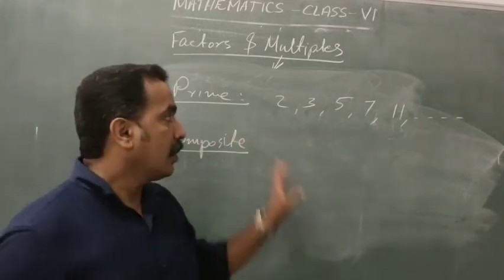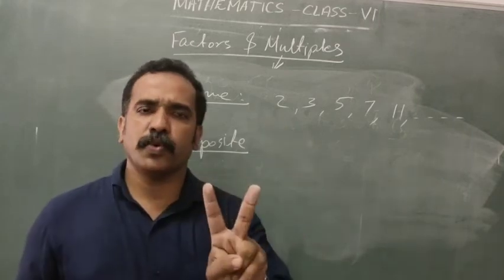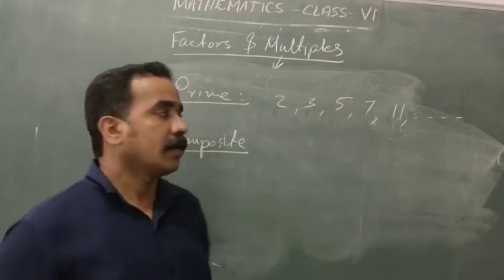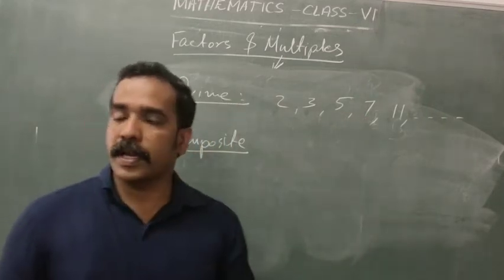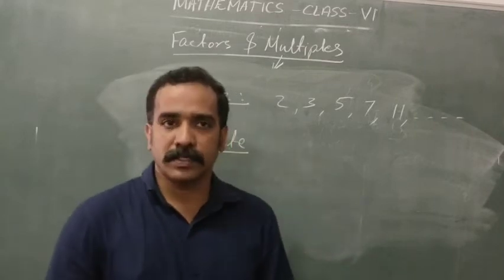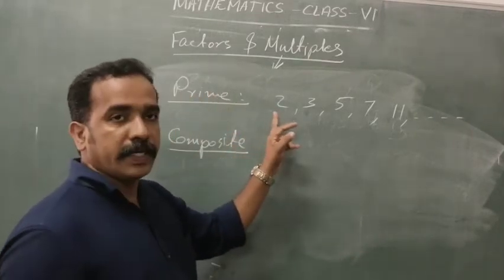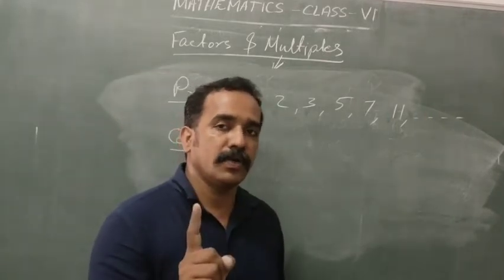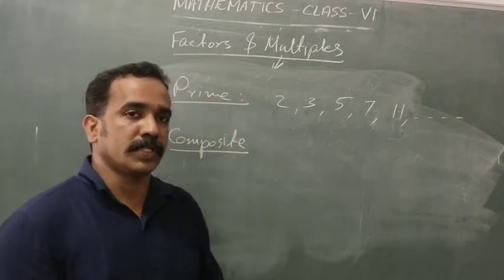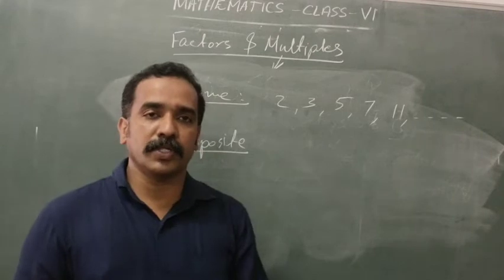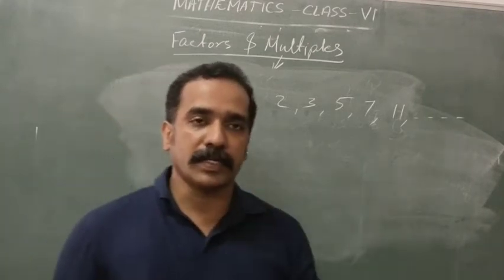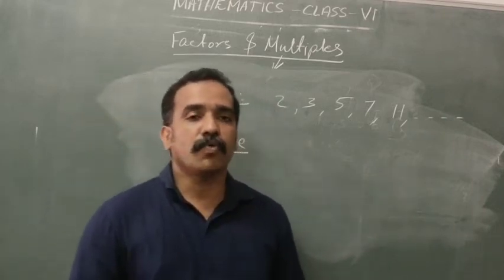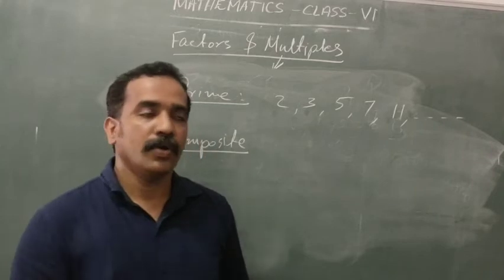What is a prime number? The numbers that have only 2 factors, that number and 1. Then composite numbers are the numbers that have more than 2 factors. Here we didn't say anything about 1. Actually 1 is neither prime nor composite. Why is 1 neither prime nor composite? Because 1 has only one factor, that is 1 itself. So 1 is a special number.